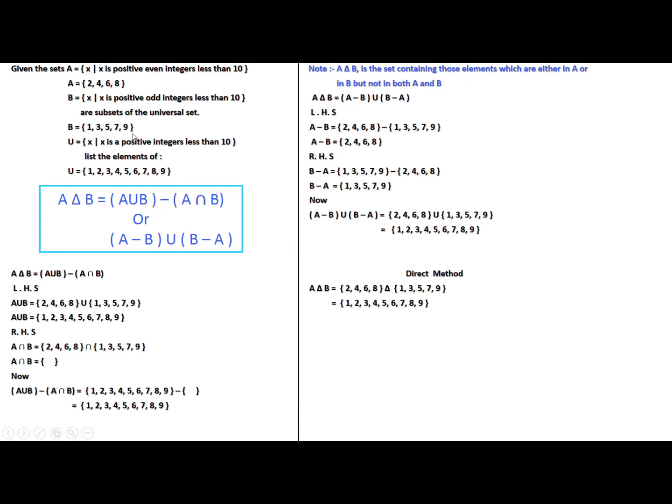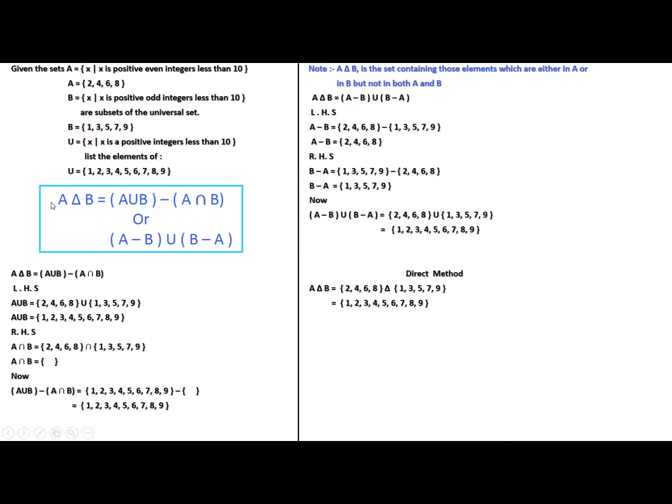Now U is equal to curly bracket x such that x is a positive integer less than 10. So there it is written positive on top, even, then odd. Now they are saying positive integers. So counting will start from 1 till 9. Why have we not written 10? Because it is written less than 10.